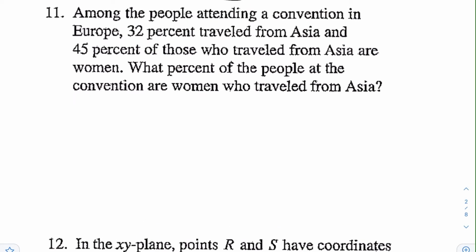Next, for number 11, among the people attending a convention in Europe, 32% travel from Asia, and 45% of those who travel from Asia are women. What percent of the people at the convention are women who traveled from Asia?